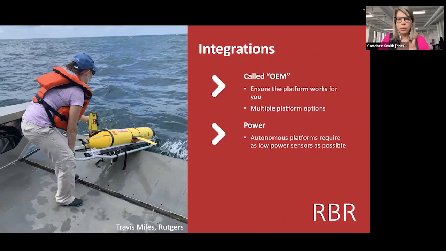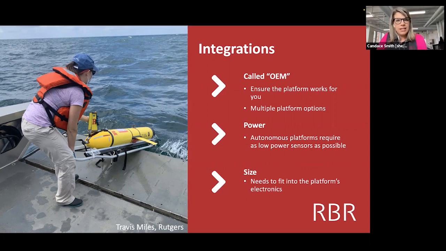Power is probably the most important piece from an integration perspective. These are fully autonomous platforms. Right now, I'm not aware of any of these platforms being able to get power from another source while they're out there. So having as low power on the sensors is really beneficial, because then it'll extend your deployments. So the lower the power of the sensors, the longer the deployments. And again, these are fully autonomous systems, so they're out there by themselves with no way of getting more power. So typically, the lower the power, the better.